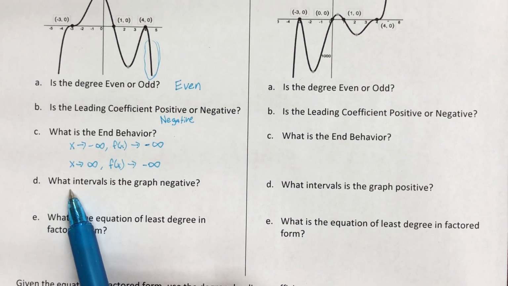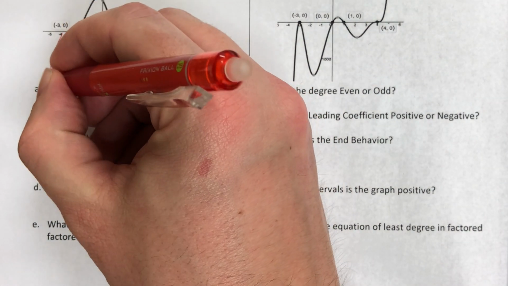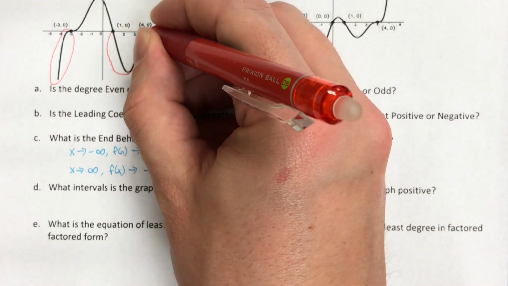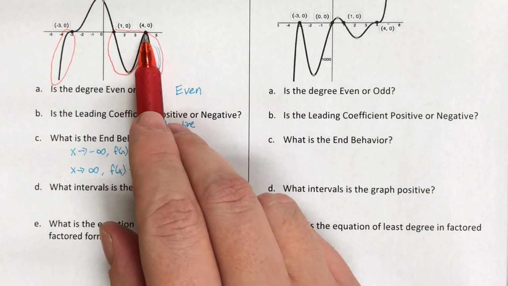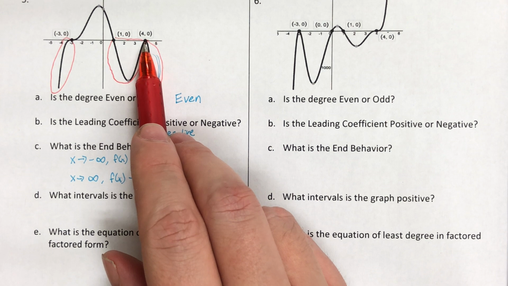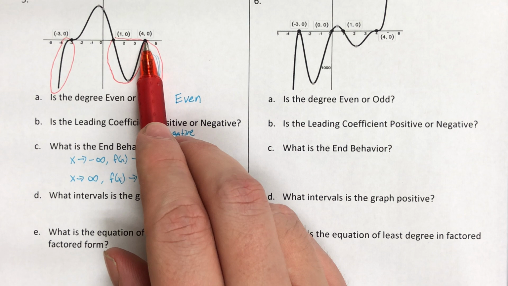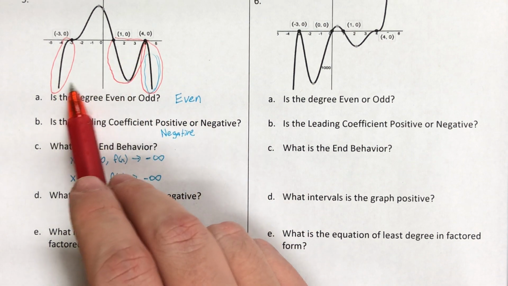Part D says, what interval is the graph negative? A negative interval is when the graph is below the x-axis. So that is here, that it's below the x-axis, here, that it's below the x-axis, and here, that it's below the x-axis. I had to make that distinction right here at the point (4, 0), because 0 is not a negative y value, nor is it a positive value. So when it hits 0, I have to make a break.